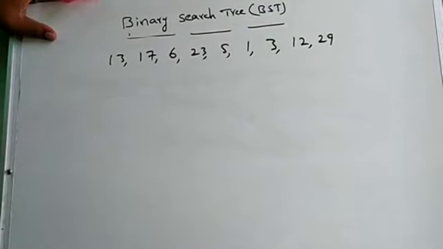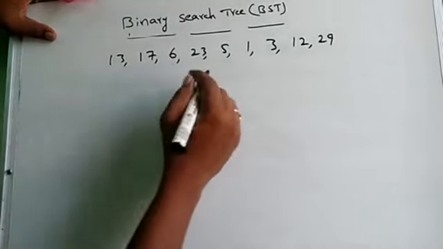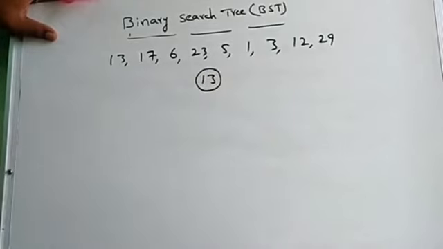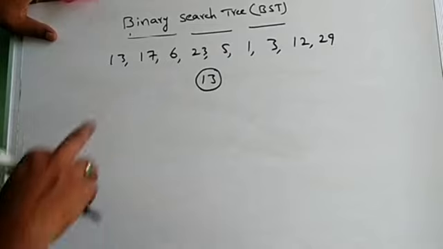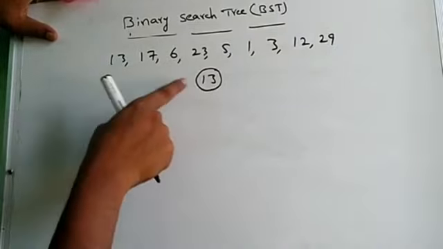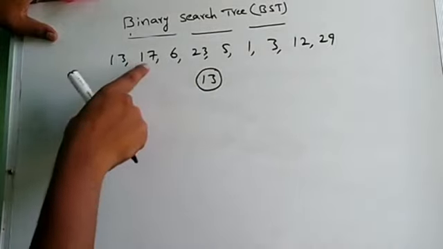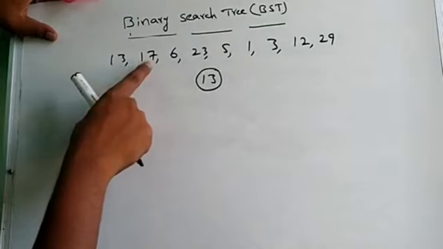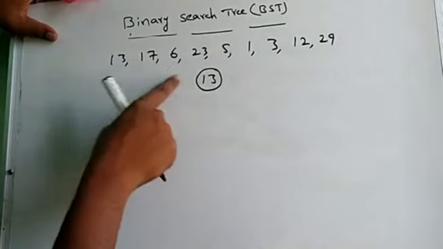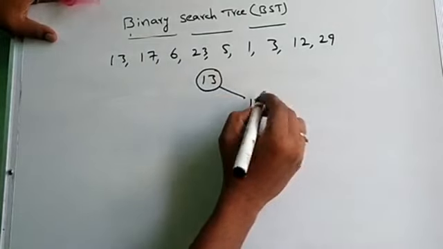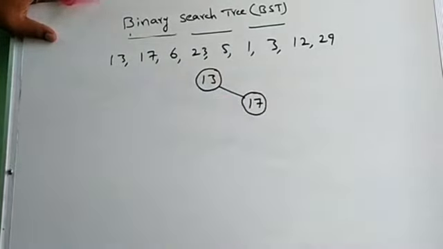If there is no root, which node is going to be added to the binary search tree? That will act as the root node of the binary search tree. The next element is 17. Compare 17 with 13. 17 is greater than 13. The second point is: if the incoming value is greater than the root value, it goes to the right-hand side of the root node.